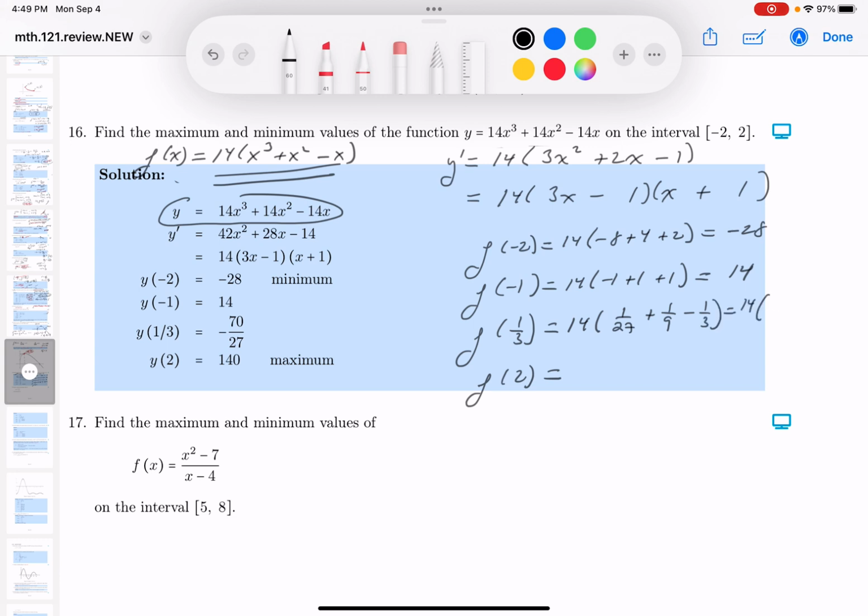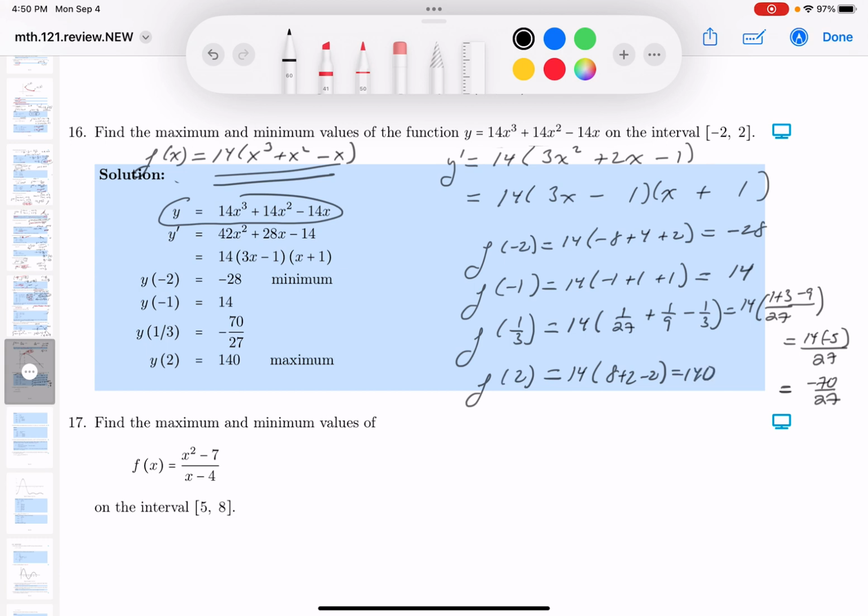Hate to do it to you, but I got to do the arithmetic over here. 27. Then you get 1 plus 3, and then minus 9. Let me see if I can do that. 14 and 27. And let's see, that's going to give me 4 minus 5, right? And what does that give me? It's going to give me minus 70 over 27. All right, let's do f of 2. And what do you get there? 8 plus 2 minus 2, which is going to give 140.